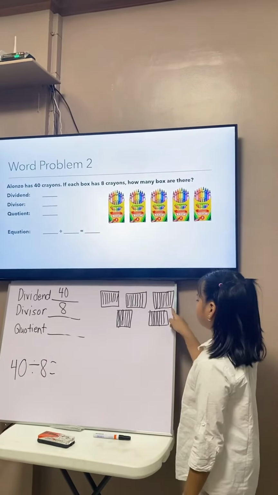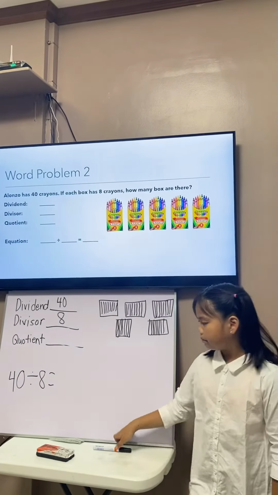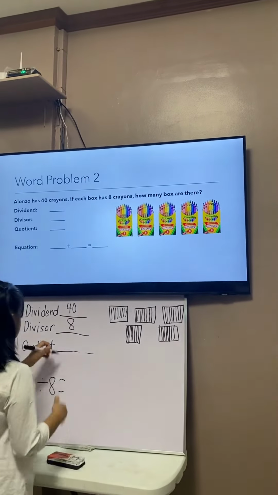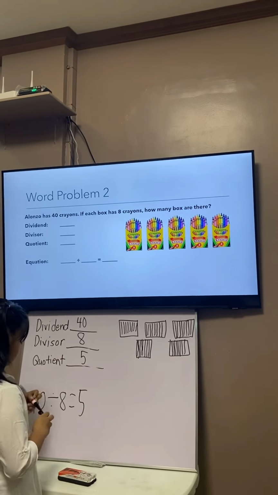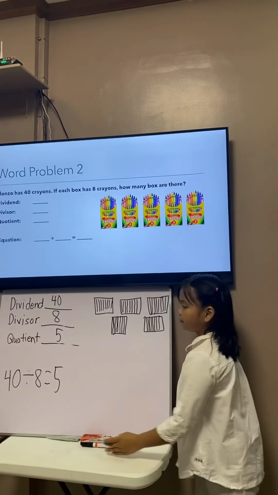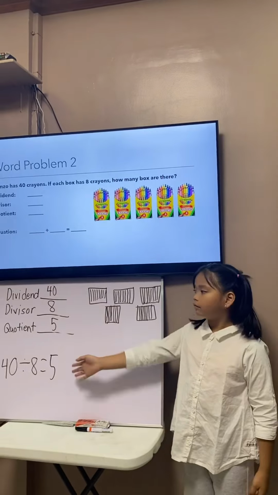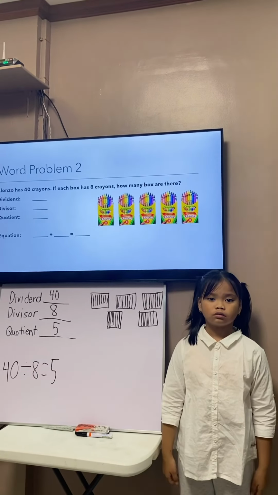1, 2, 3, 4, 5. The answer is 5. And the answer is 5. 5 boxes of 8 crayons.